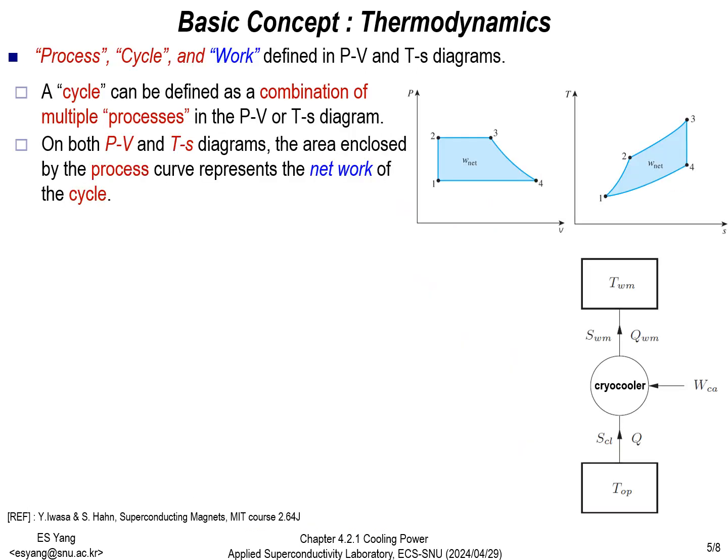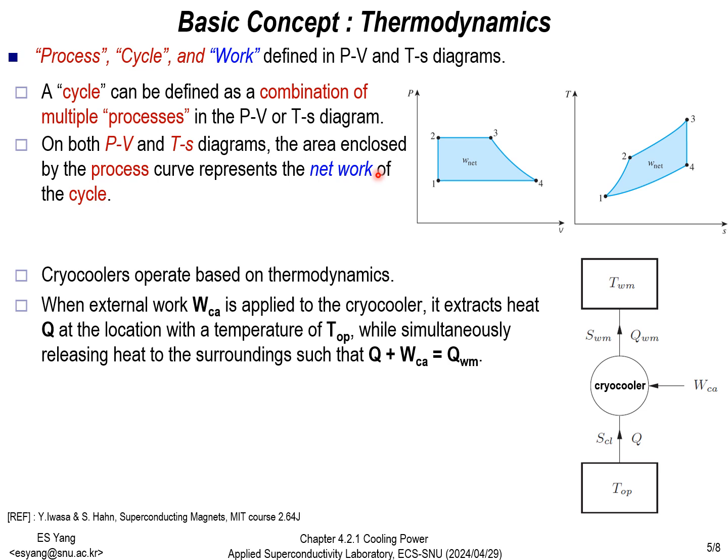We've discussed the TS diagram earlier. Now, we can define various processes, cycles, or work on the TS diagram. A combination of multiple processes can be defined as one cycle. The area enclosed by a cycle on the TS diagram or PV diagram represents the net work of the cycle. Cryocoolers operate based on the principles of thermodynamics mentioned above.